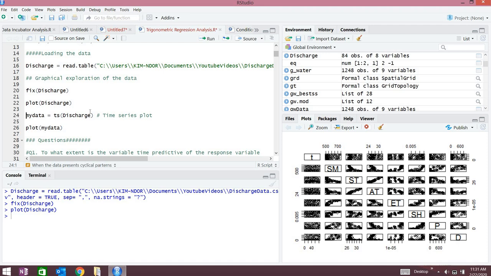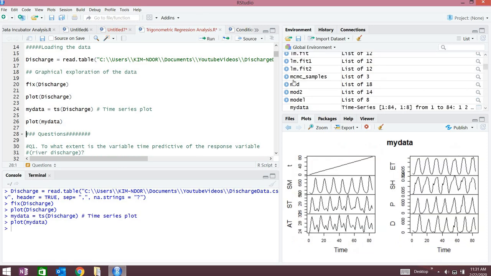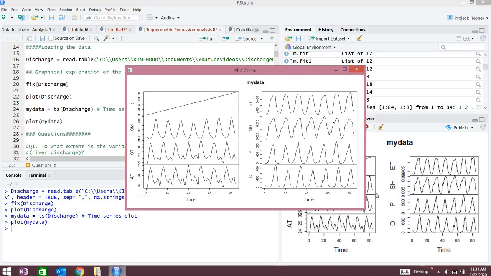So I transform the data into time series. So my data equal TS discharge. So discharge here, TS transform it, and then I plot my data. It's going to give us the time series plot. So this is the time series plot.